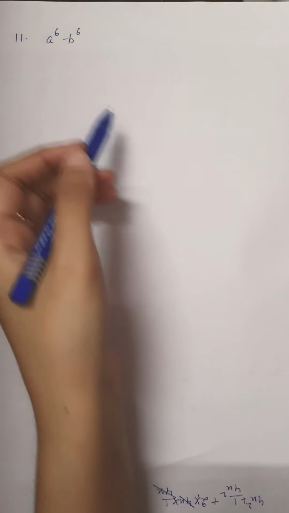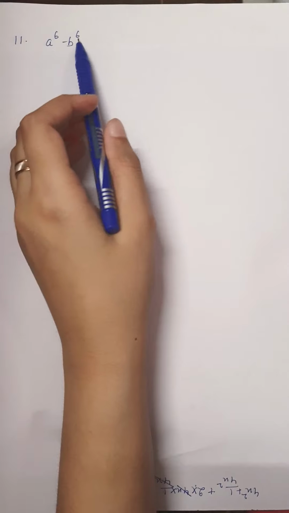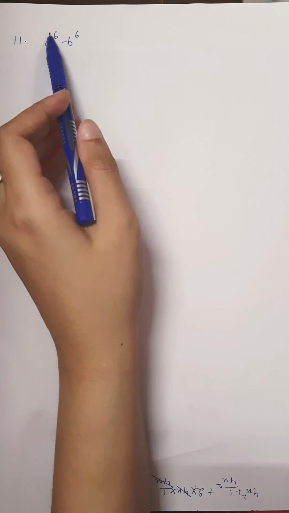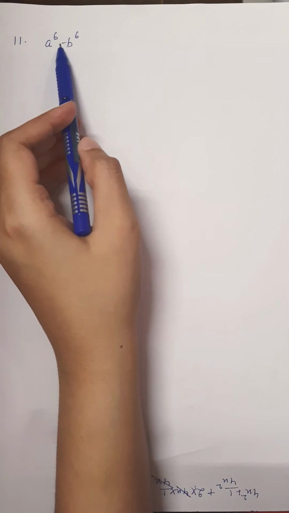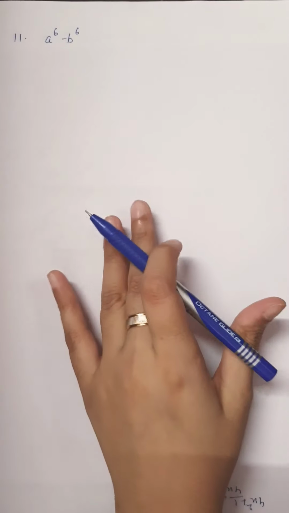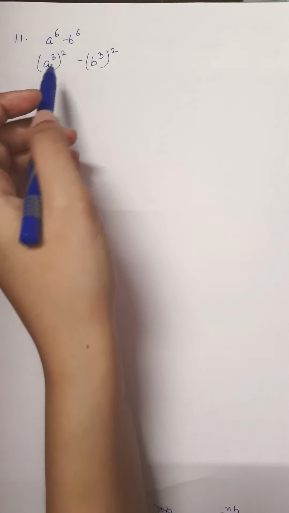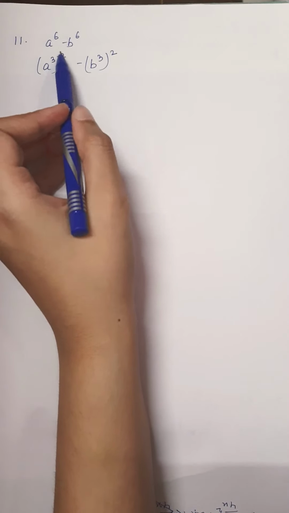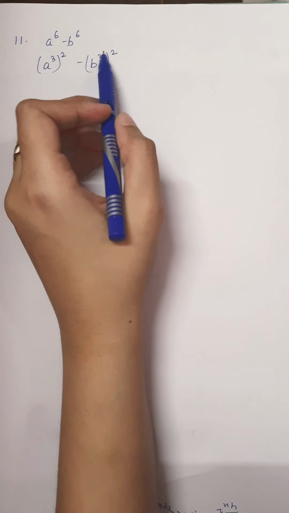Next question 11, a to the power 6 minus b to the power 6. So 6 we can break down like of exponents. I have written a cube whole square and b cube whole square.